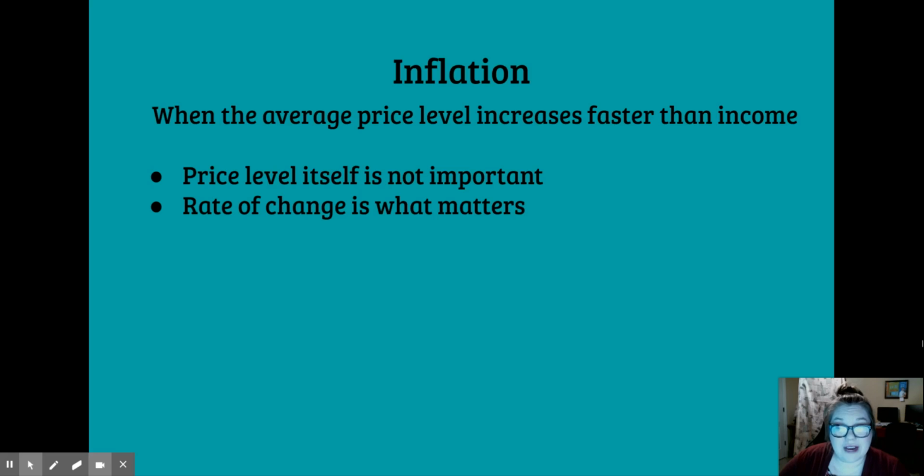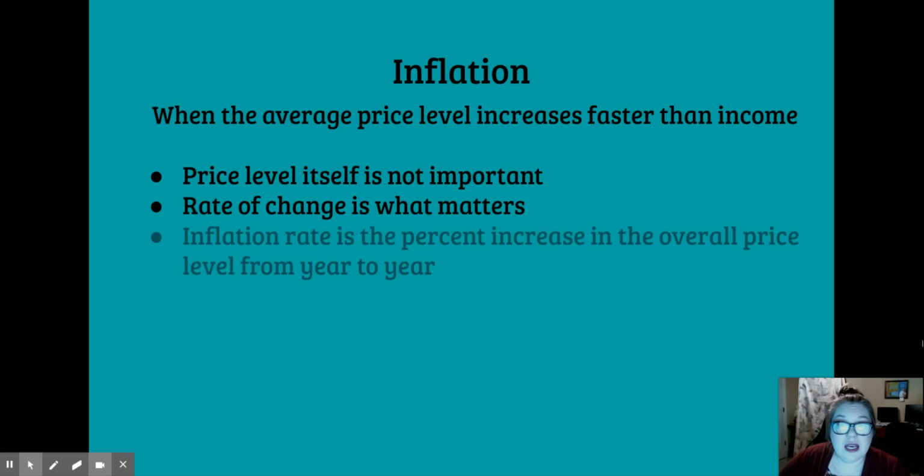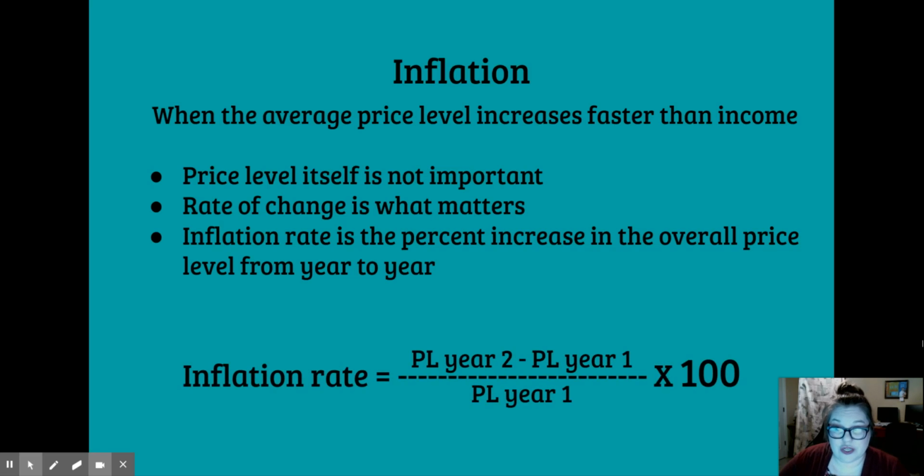If prices rise faster than income, inflation has damaging effects on the economy. The inflation rate, the economic measure we're learning about in this section, is the percentage change in prices from one year to the next. We calculate that using this equation. The inflation rate equals the price level of year 2 minus the price level of year 1, divided by the price level of year 1, and then multiply by 100 to get a percentage.